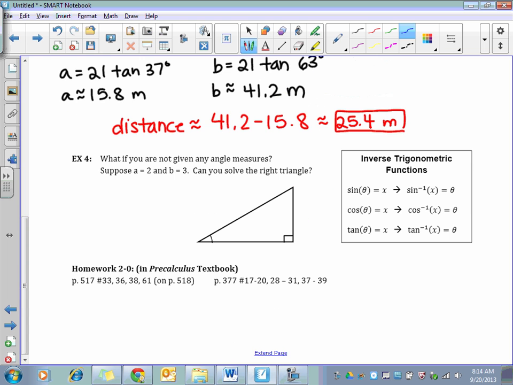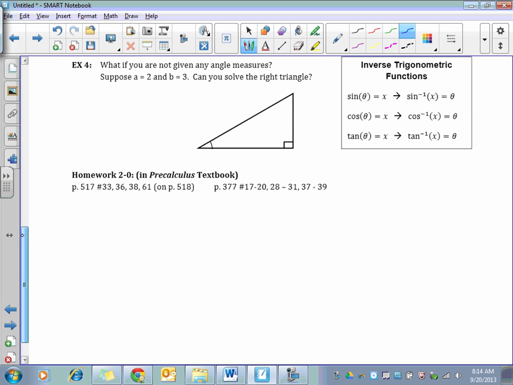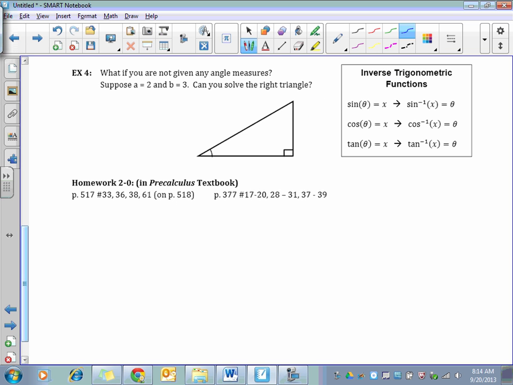Okay, lastly, we're going to talk about what happens if I'm not given any angle measures at all. How would I be able to solve that right triangle? So I have this right triangle here, and let's suppose A is 2, so this is alpha, and B is 3, so this is beta.